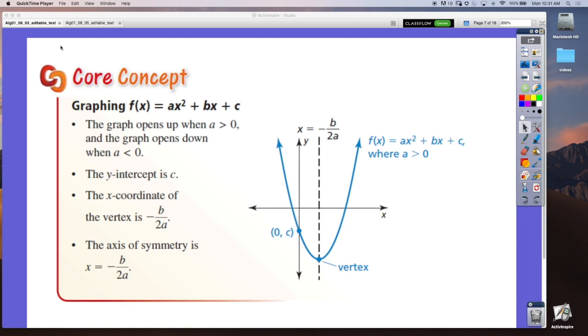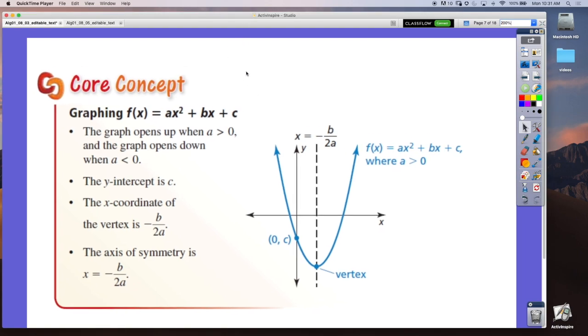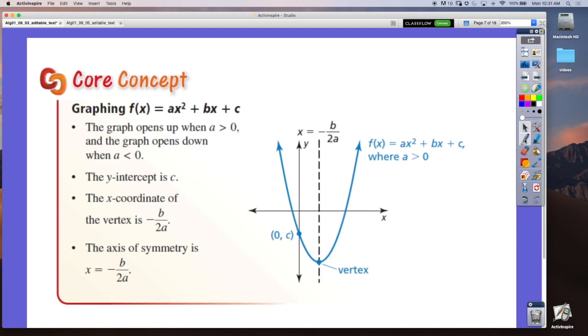Okay, this is section 8.3. We are going to learn how to graph the standard form of quadratic equations, section 8.3, which is ax squared plus bx plus c. The next couple of sections we're going to graph two other forms, so you have to memorize them, okay, because each one's a little different. This one is called standard form.